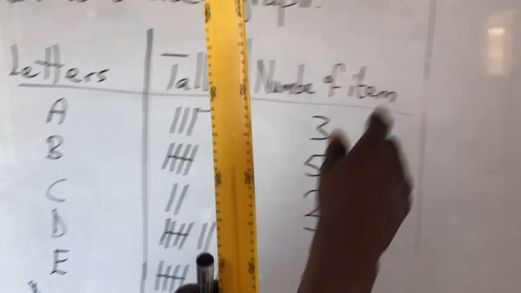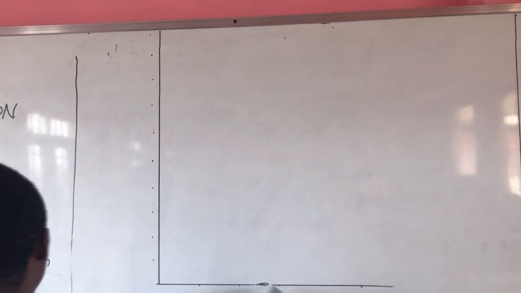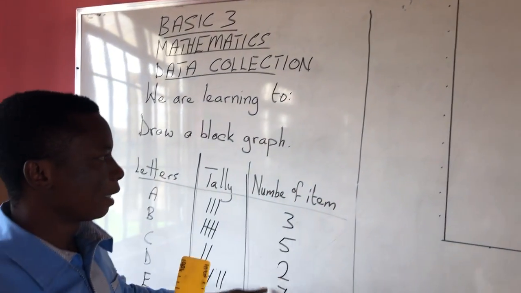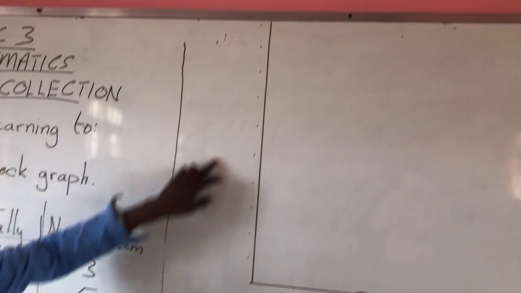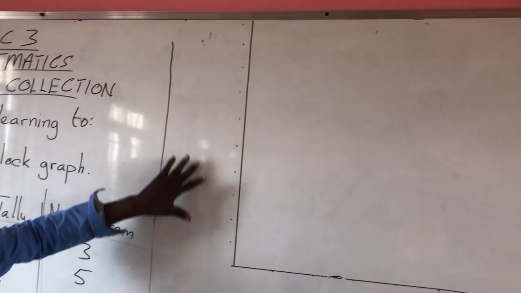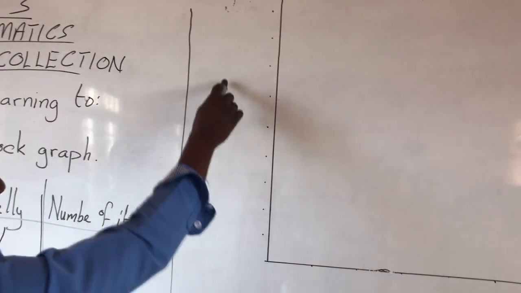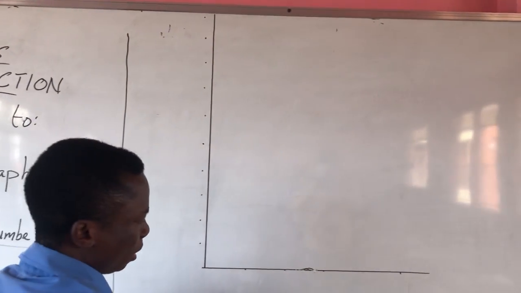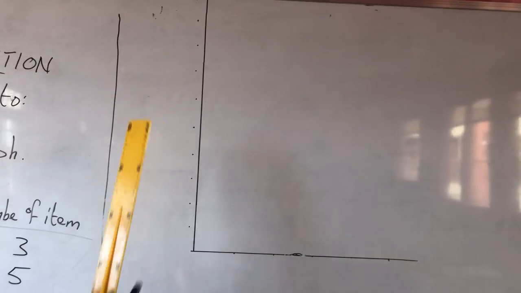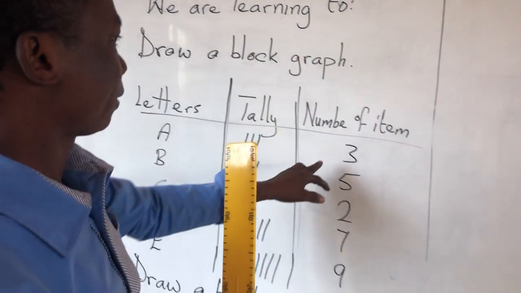Now, what you'll be doing is your letters will be down and the number of items will be on your vertical line. Make sure you label or indicate every activity you'll be doing. Your numbers, the number of items, and then the letters. This is my line drawn. Let's quickly draw. The first one is A, 3.